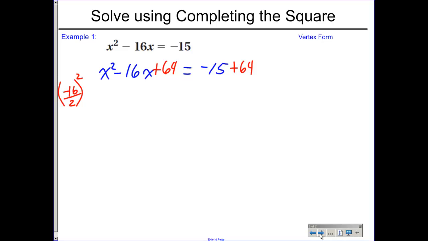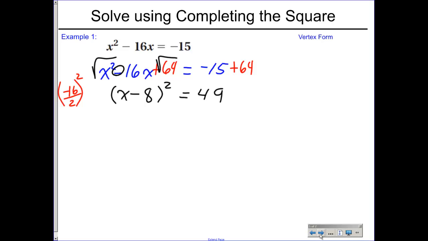Go ahead and continue to simplify. The right-hand side is going to become 49. The left-hand side I'm going to rewrite as the square of a binomial. So take the square root of the first one, and we get x, square root of the last one, and we get 8, and we carry a negative sign down. So now we have x minus 8 squared is equal to 49.